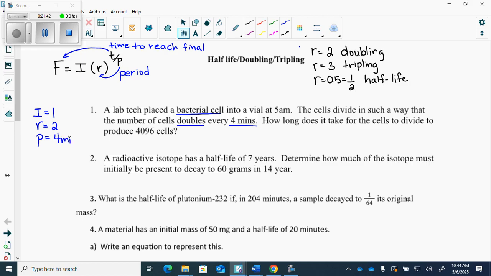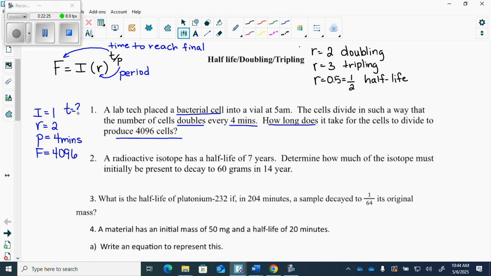The key thing as well is if P is in minutes, T has to be in minutes. They have to be the same unit. Okay? All right. How long does it take the cells to divide to produce 4,096 cells? So what did they give me, and what are they asking me for? T. So they're asking me for the exponent. I'm going to be missing the exponent, so I'm going to have to convert to a log. Every time I'm missing the exponent, I convert to a log. Every time there's a variable in the exponent, I convert to a log.